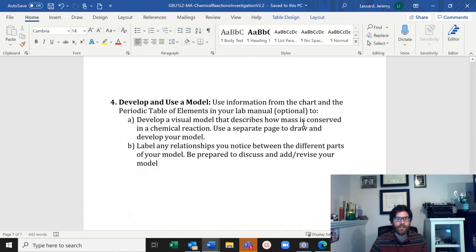And then last but not least, you're going to develop your own model where you're going to draw something similar to what we did on that PhET simulation, where you show the reactants, you show the products, and you show the relationships between them to show that this is following the law of conservation of mass and showing that mass is conserved. Okay, so I hope this was helpful in answering questions 1, 2, 3, and 4. Good luck.